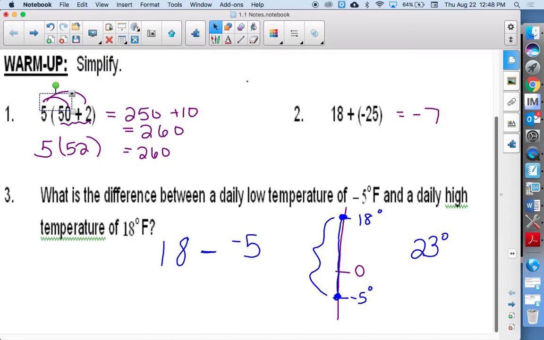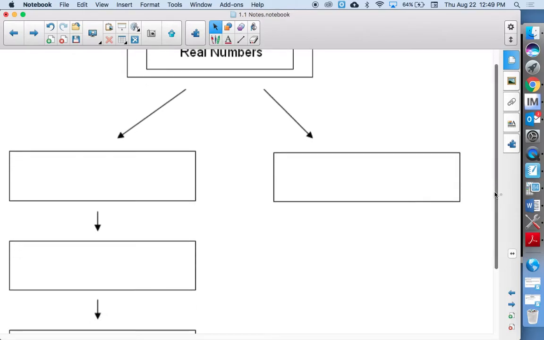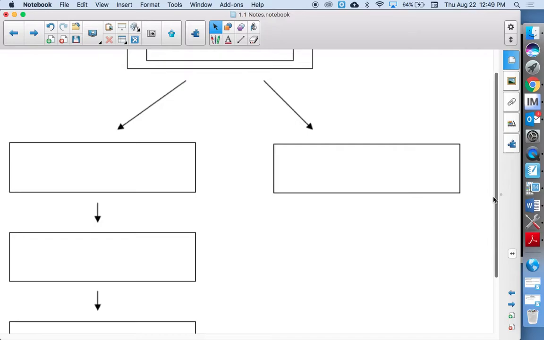All right, real numbers and the subsets. For the notes, we do have a notebook quiz at the end of the chapter, so make sure you're writing down what we're writing down here on the board so that you can do well on the notebook quizzes. Anybody not get the sheet that came around? Here we go. All right, our first subset of our real numbers would be rational.